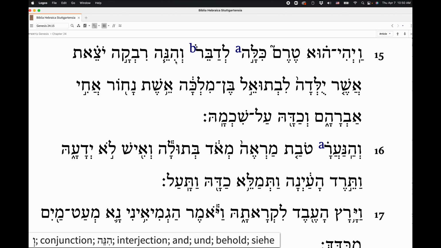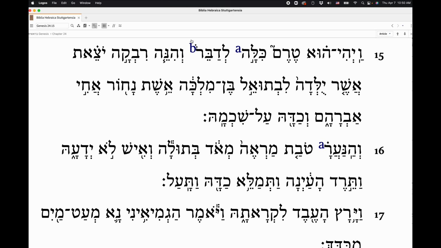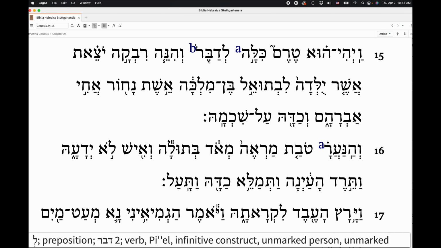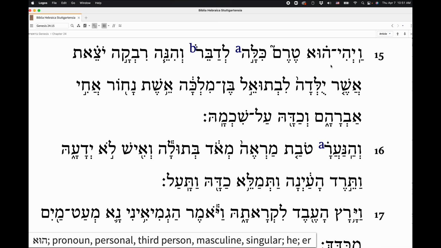So now I've got a conjunction and a particle of attention. This tells me I've probably got a new clause. So I can stop here and probably just translate this as its own independent clause. My guess is the translation would be something like, and it happened that he had not yet stopped speaking when, behold, lo, all of a sudden, Rivka.